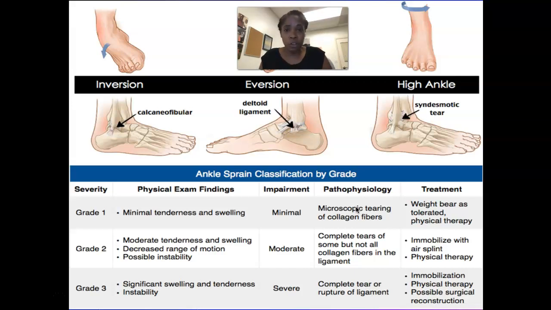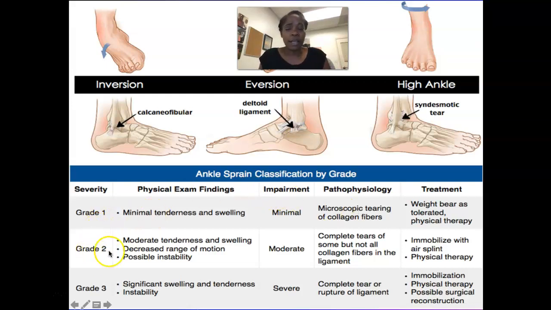This patient is pretty functional though, right? They don't have as much swelling. They don't have a lot of pain. They're able to weight bear. So what you're going to do is either tape that patient up, and you're going to work on proprioception and balance and strength, and they should be good to go in a week or 2, right?